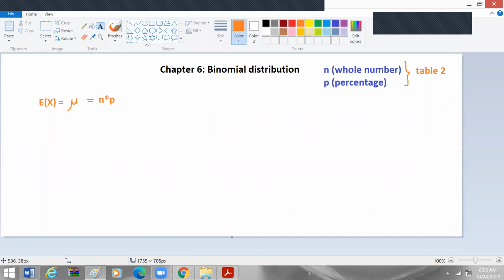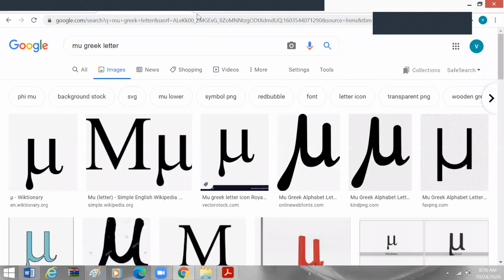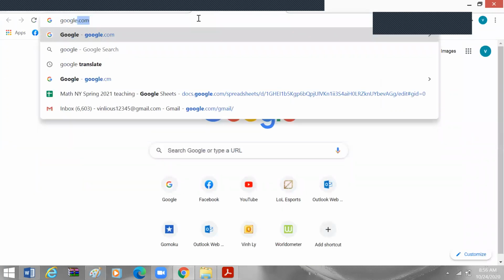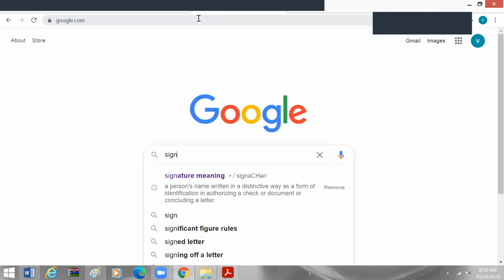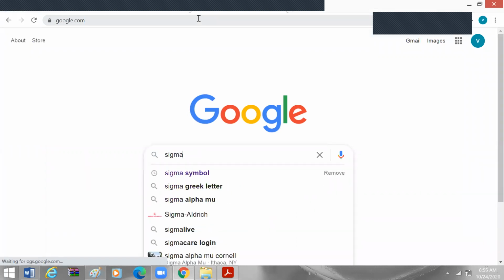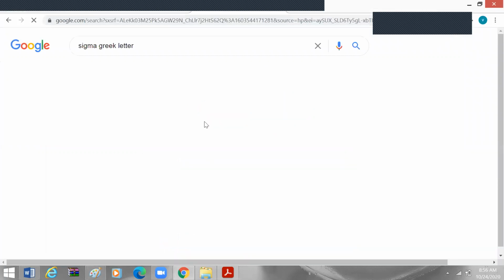Okay, the second thing will be called the standard deviation of the binomial, written down as sigma. So this one we call mu, the Greek letter, and this one is called sigma. It's also another Greek letter that we're going to use to represent the standard deviation of the population. So we call it sigma, the Greek letter.